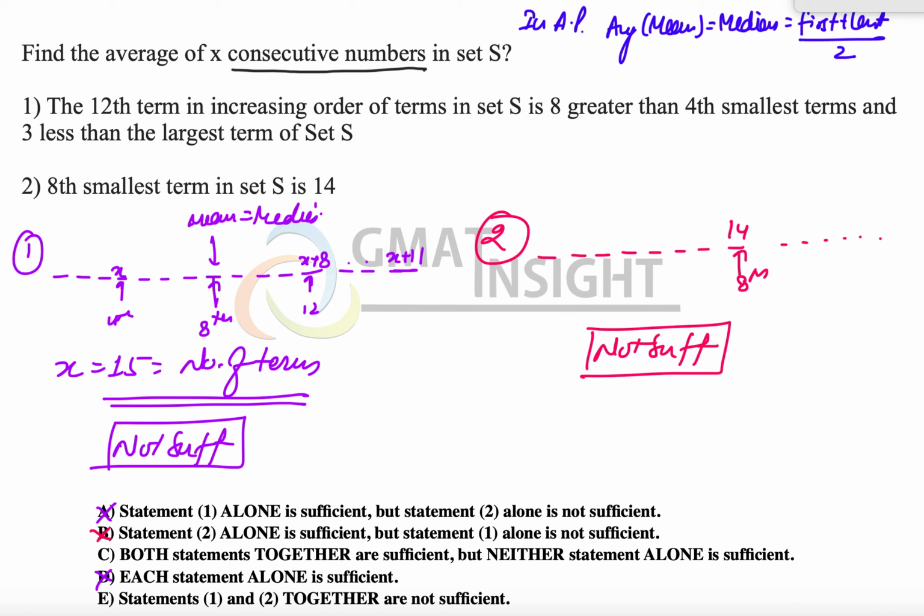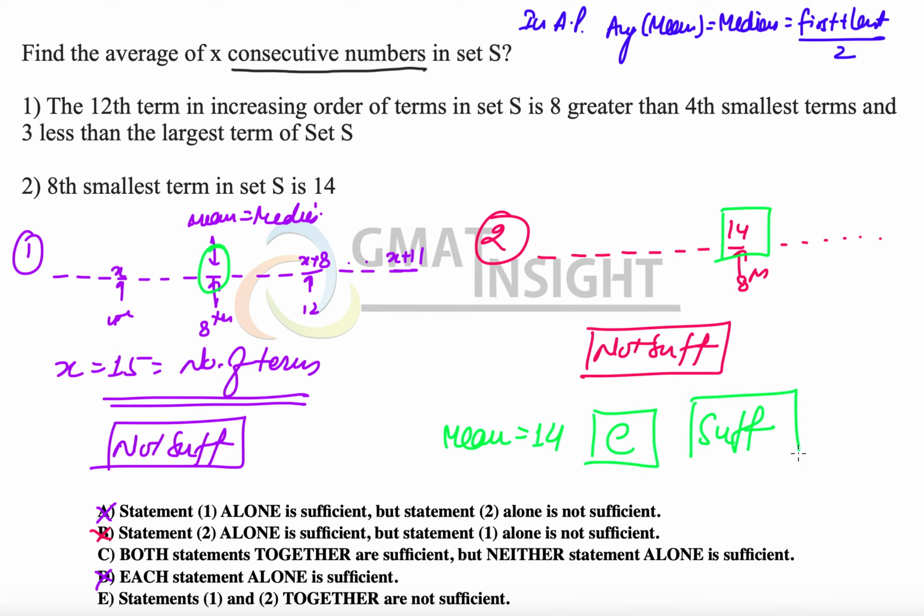Now we combine the two statements, and the combination of the two statements tells us that there are 15 terms, and the 8th term that we wanted is equal to 14. That means we understand that the mean is going to be 14, and therefore we say that the statements together are sufficient to answer the question, and the final answer to the question becomes option C.